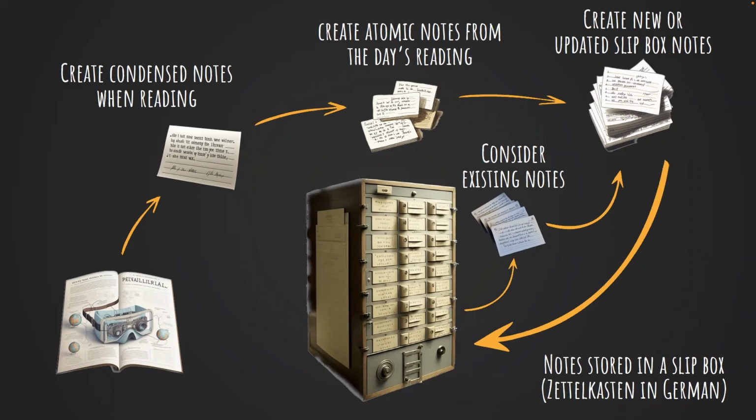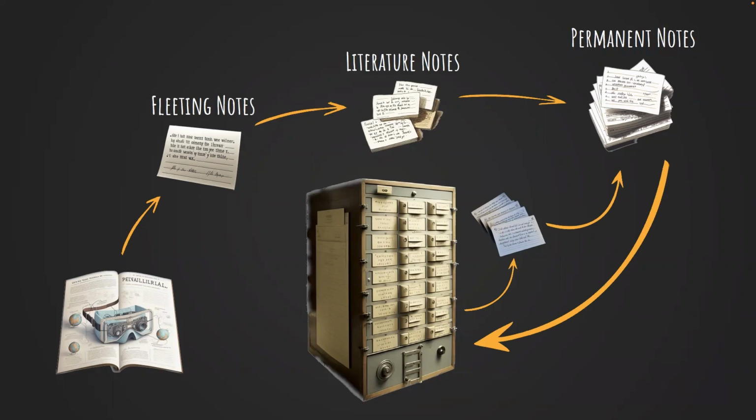So we're looking at this workflow, and we end up with 3 distinct note types. This is where we have the fleeting notes, the literature notes, and the permanent notes. The important thing is permanent notes are in the context of the Zettelkasten, and the literature notes are in the context of the reading material.